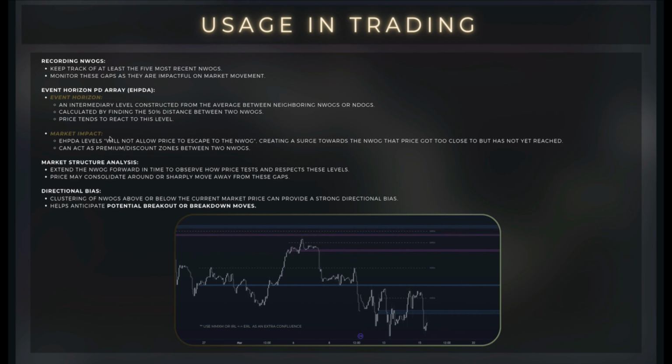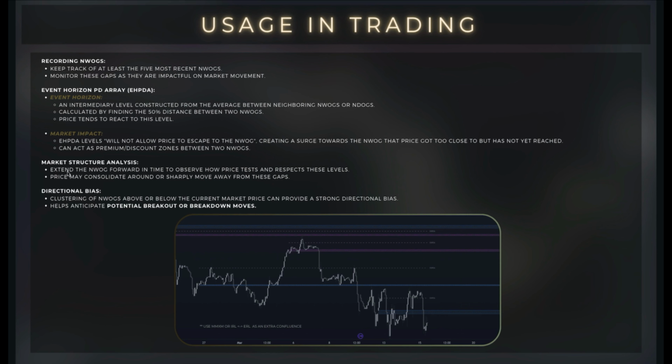It's a lot easier. Market impact: EHPDA levels will not allow price to escape to the new week opening gap, creating a surge towards the new week opening gap that price got too close to but has not yet reached. Can act as premium/discount zones between new week opening gaps, and it applies to NDOGs as well.